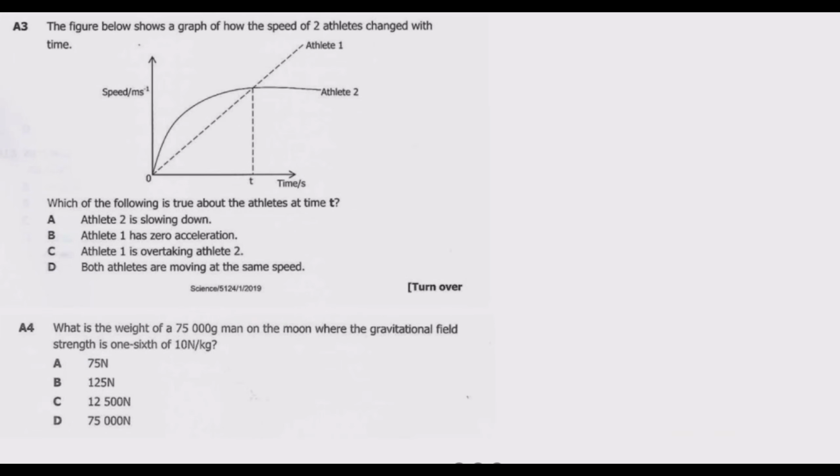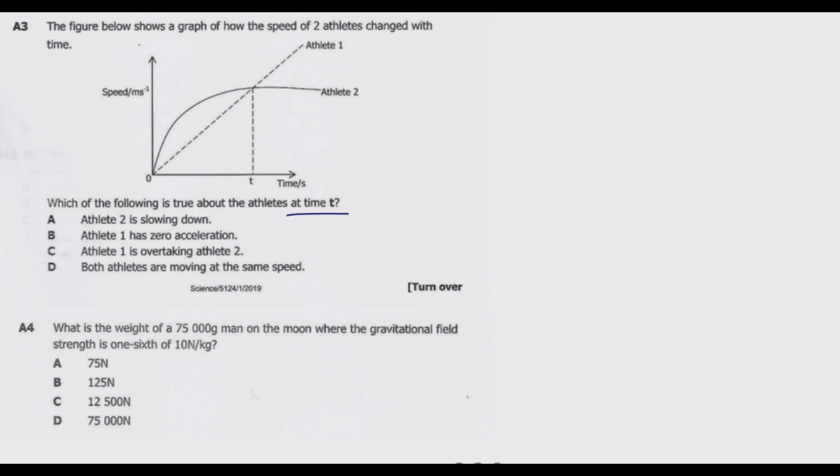We move to question 3. The figure below shows a graph of how the speed of 2 athletes changed with time. Which of the following is true about the athletes at time t? What is important here is at time t, so it's at a specific time. Remember, it's important to understand the question clearly.